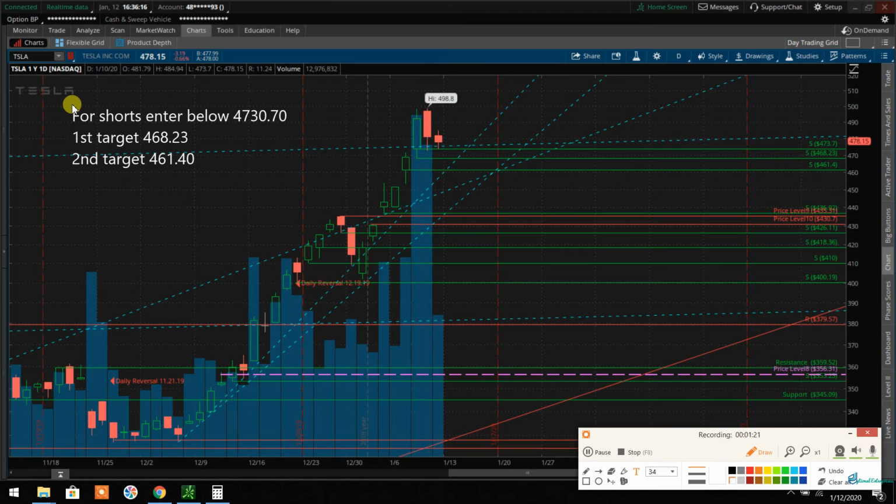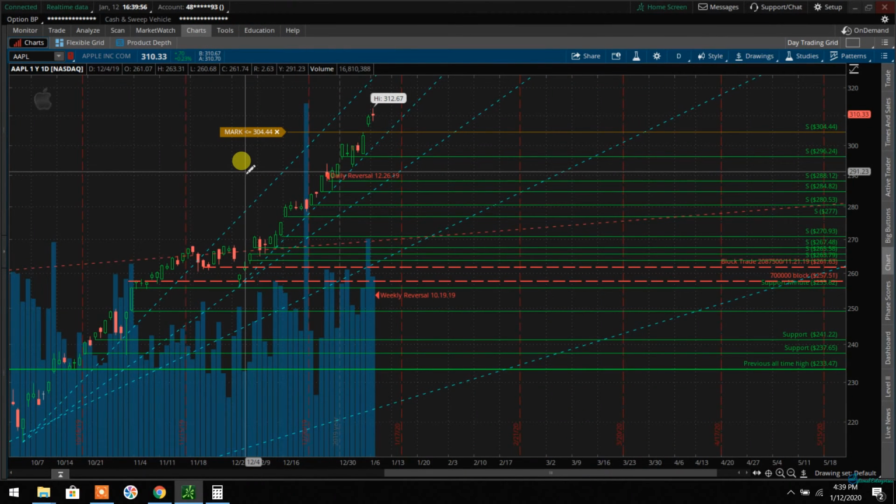However, for longs, I want to see that 473.70 hold or price action above, either or. If it looks strong above 473.70, so long as it's above that area, I would be looking for it to retest old highs. 498.80. Alright, so that does it for Tesla. Remember, tread carefully with this one, but I've defined some pretty clear parameters. Let's move on to the next one.